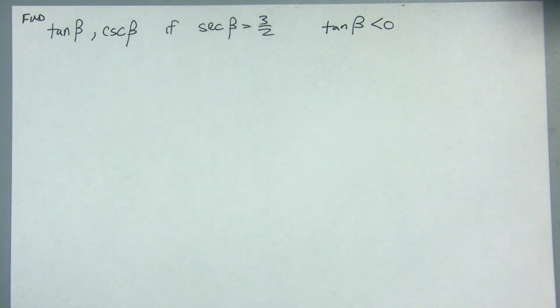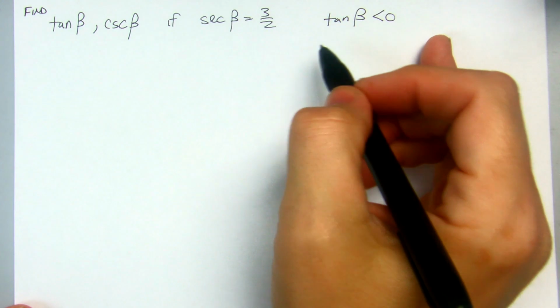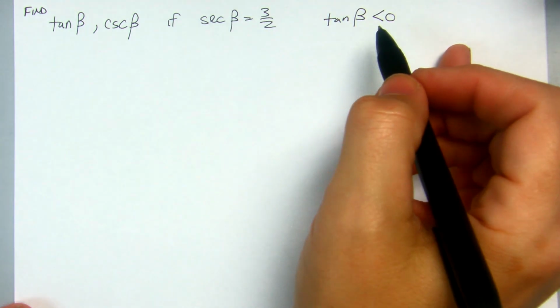First problem: find the tangent of beta and the cosecant of beta, if the secant of beta is equal to 3/2 and the tangent of beta is less than 0.